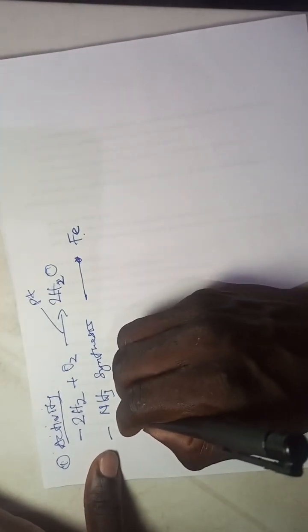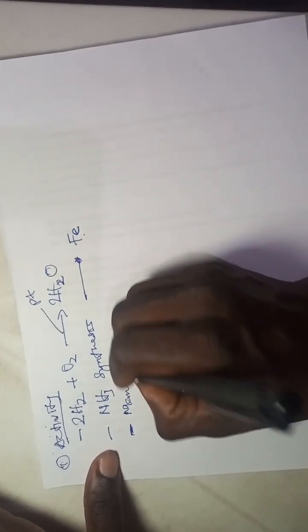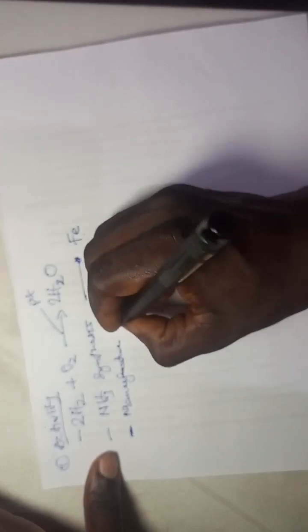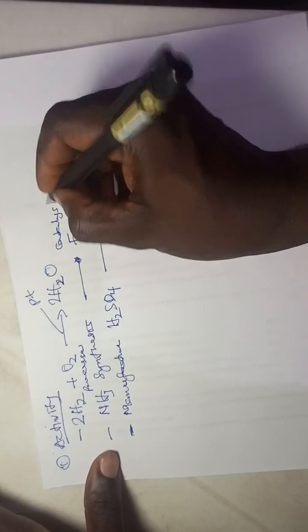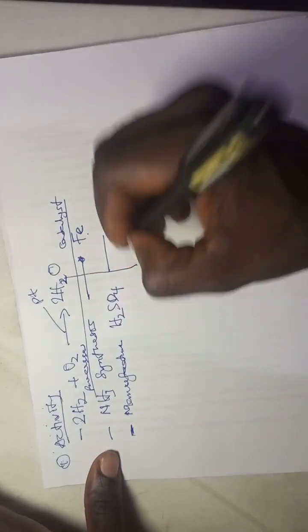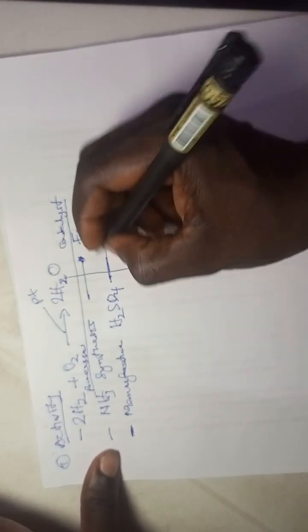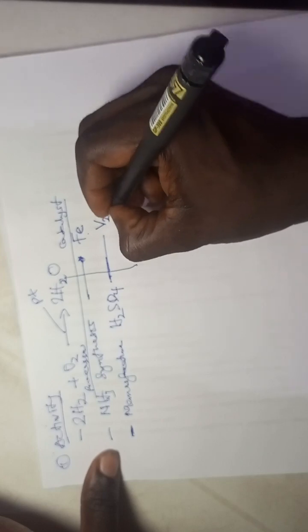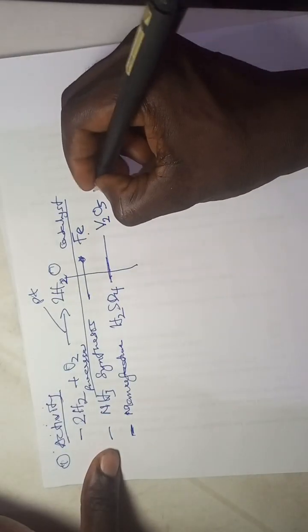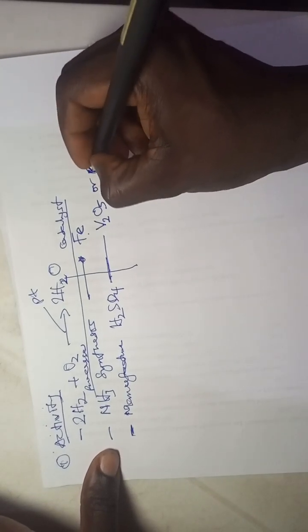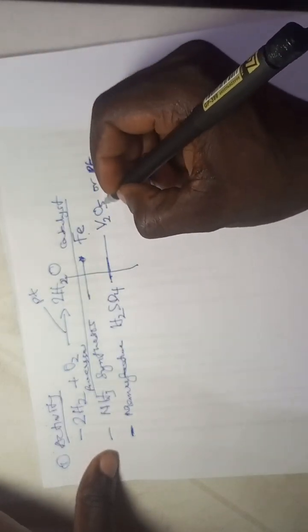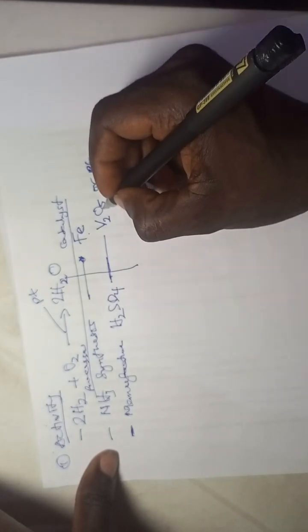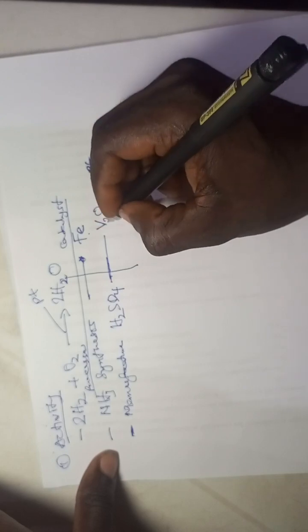Another one is the manufacture, or industrial preparation, of sulfuric acid. Let me talk about processes and catalyst, I think this will be better. The catalyst used here is V2O5, or finely divided platinum, in the industrial preparation of sulfuric acid. V2O5 is called vanadium pentoxide. It is an oxide of a transition element. The name of the transition element is vanadium.